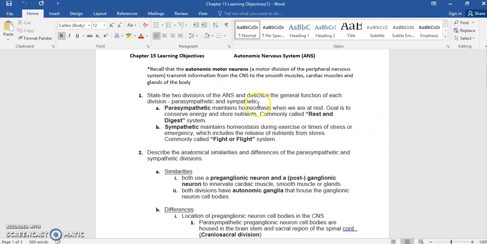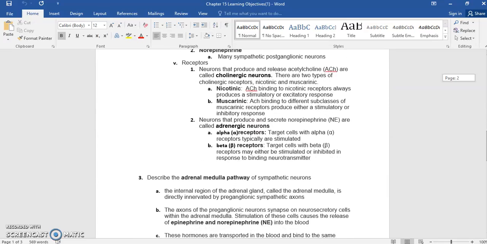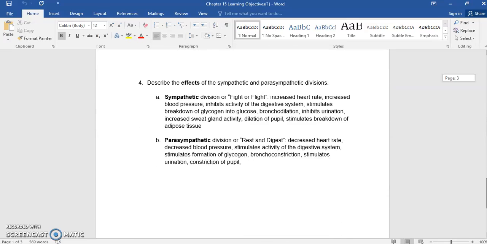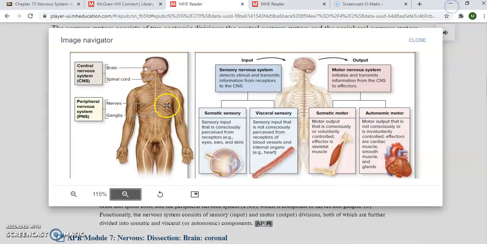I've completed the learning objectives for this chapter, and I've answered those objectives in an outline format. So hopefully that'll help you as you learn the information that you need to know for the autonomic nervous system.